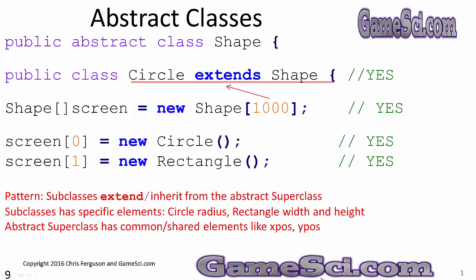If you want to draw a circle on the screen, you need 3 pieces of information. You'll need an X and Y position, which you can inherit from shape, and you'll need a radius, which circle has, and then you can draw a circle. When you're ready to draw a rectangle on the screen, you'll need an X and Y position, which you inherit from shape, and you'll need a width and height, which rectangle has. Remember, common or shared elements go into the parent class shape. Specific or unique elements will go into the child classes circle, rectangle, and triangle.